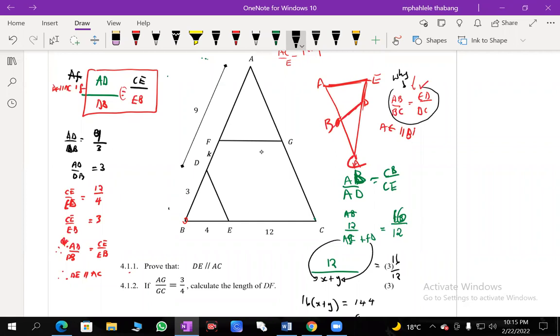So the second, not the second theorem, the converse of that theorem. A line drawn parallel to one side of a triangle. The other sentence: a line drawn parallel to one side of a triangle divides the other two sides proportionally.